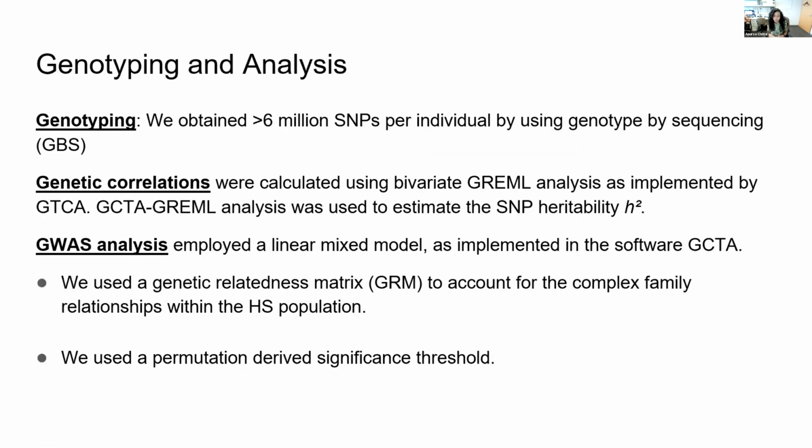So we genotyped greater than 6 million SNPs per individual using the genotyping by sequencing method. And we estimated the genetic correlations and SNP heritability estimates using GCTA. And we also used GCTA for mapping. And we used a permutation-derived significance threshold.